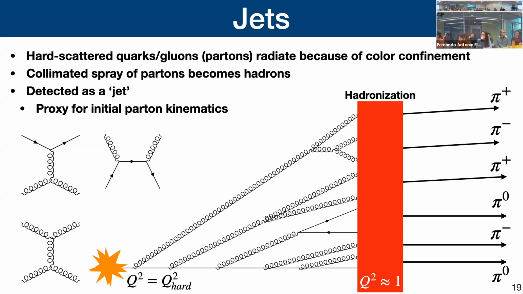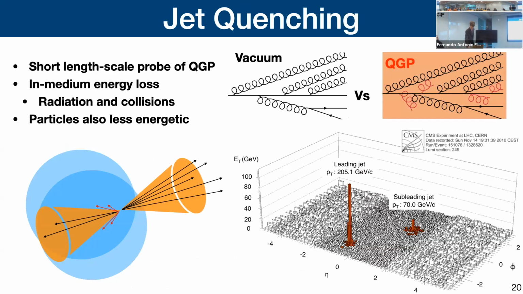So we can learn about this initial hard scattered proton and use it as a short wavelength probe of the medium. In particular, as I said, it's a short length probe. What we can do is experimentally compare, for example, collisions where there's a quark-gluon plasma and collisions where there's not a quark-gluon plasma, and we can actually compare the proton showers.